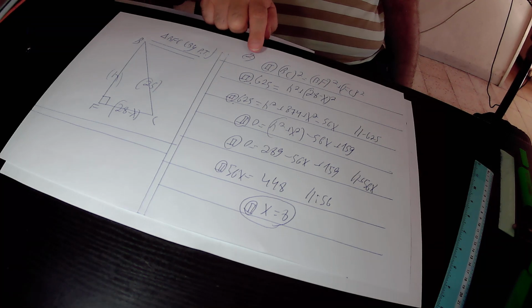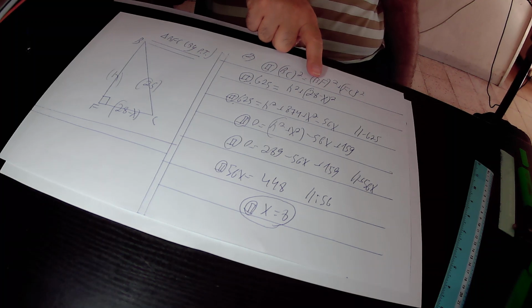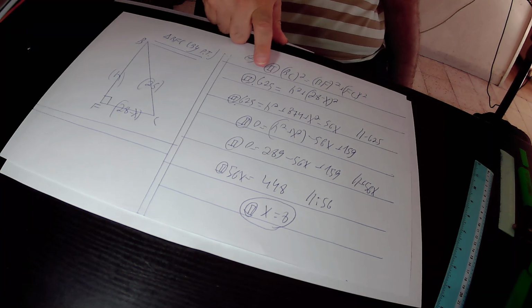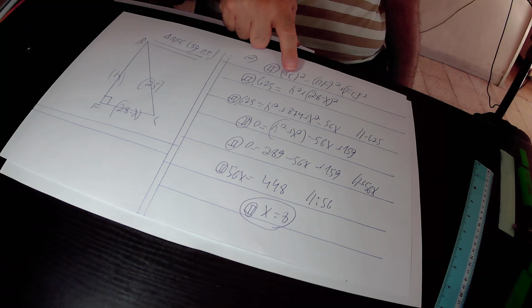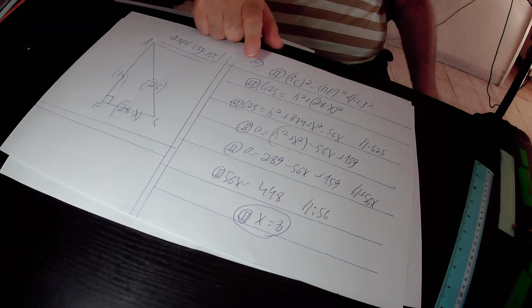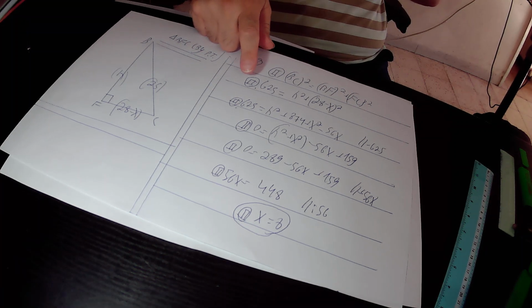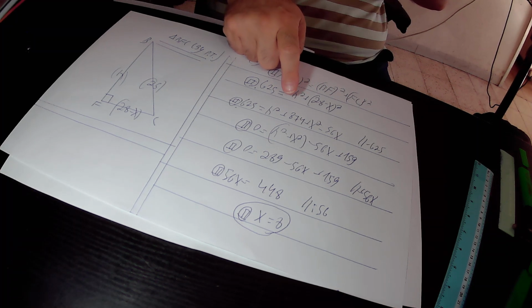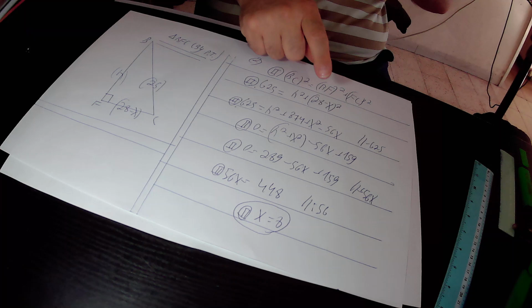So in total, according to equation 2, 625 equals H squared plus (28 minus X) squared. Here we open the brackets. (28 minus X) squared equals 28 squared, that is 784, plus X squared minus 2 times 28 times X, that is minus 56X. So according to equation 2, 625 equals H squared plus 784 plus X squared minus 56X.